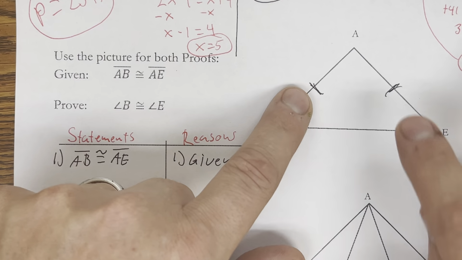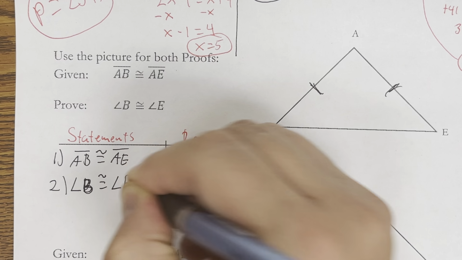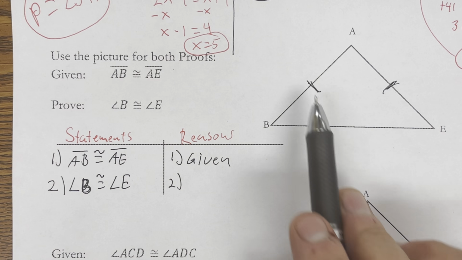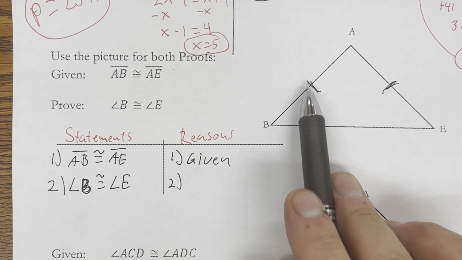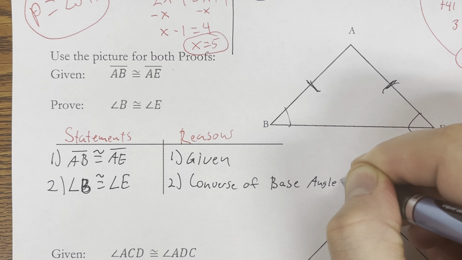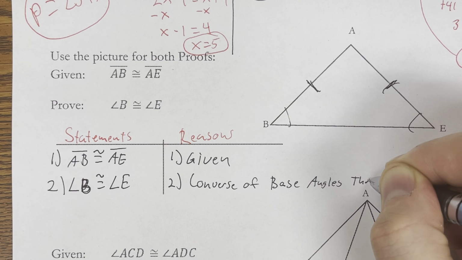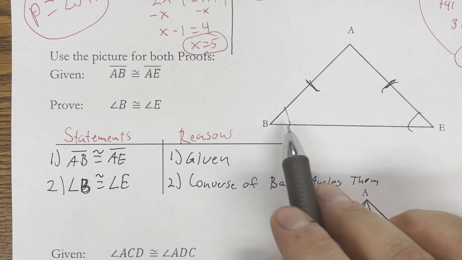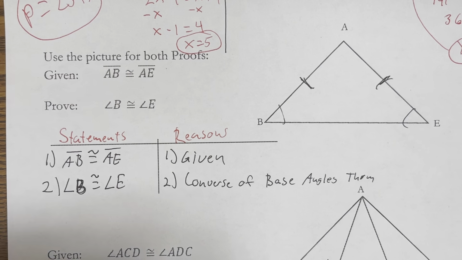So since these two sides are congruent, that means that the two angles have to be. It's just two steps. Angle B is indeed congruent to angle E. And my reason is we went from sides to congruent angles. So that is the converse of base angles theorem. All right, if two sides are congruent, then the angles opposite them are congruent.